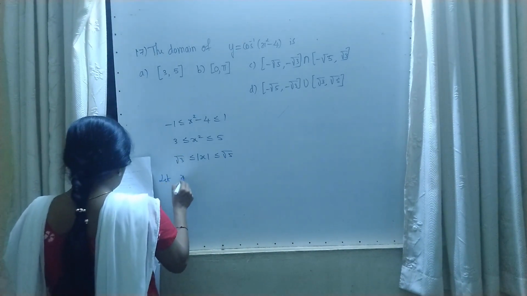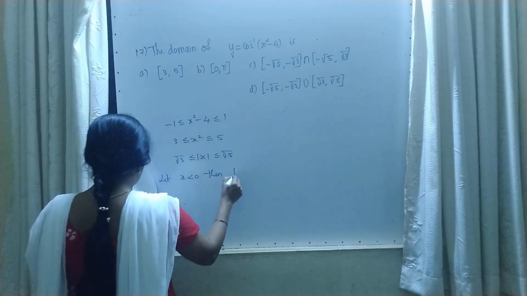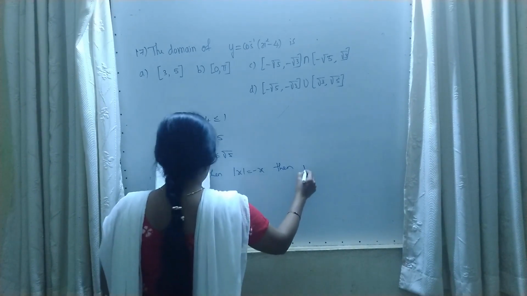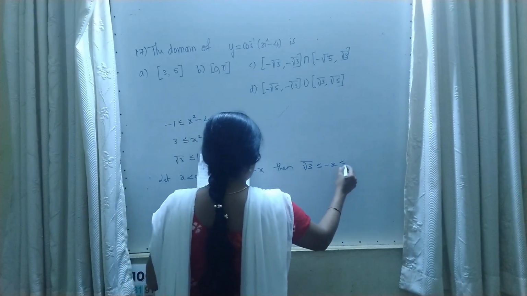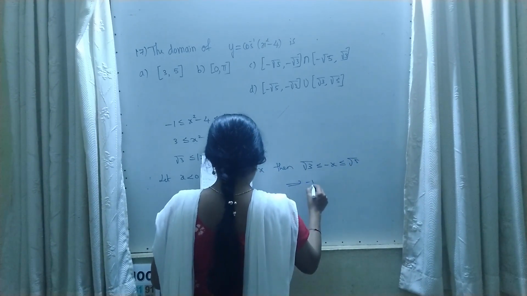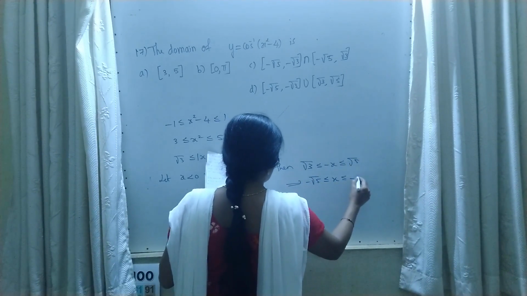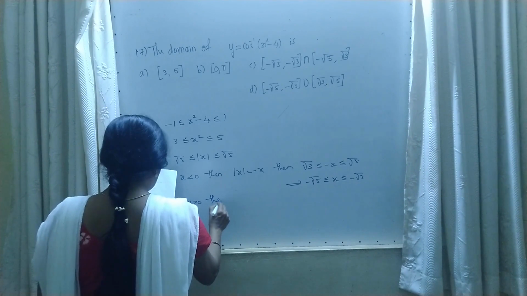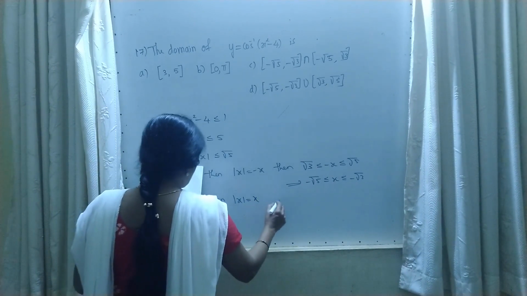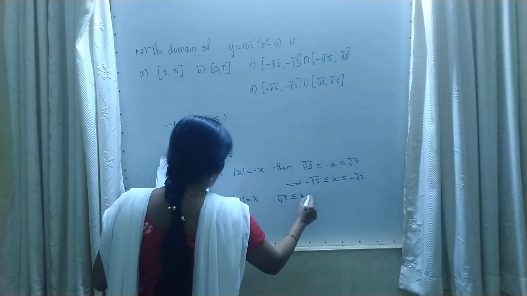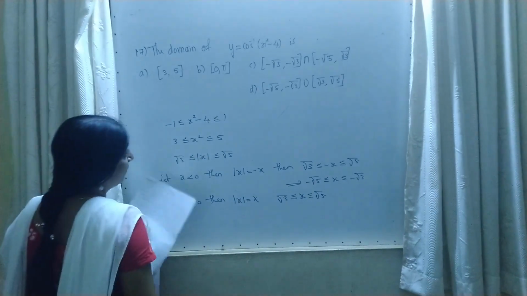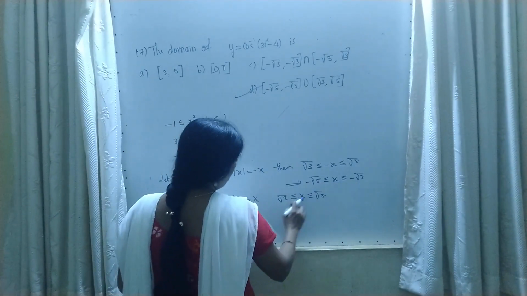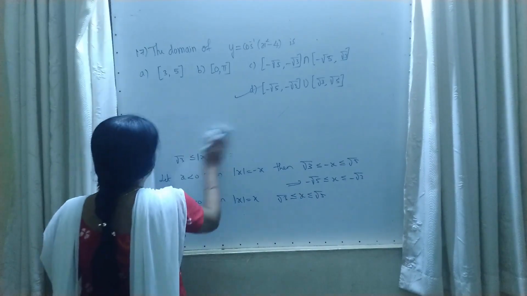Let x be less than 0, then this implies, and if x is greater than 0, we have this. Then the value is, now combine these two. When you combine these two, tell me what is your result. The result will be like this. When you are combining, this is minus root 5 to minus root 3 and this is root 3 to root 5, union of that two.